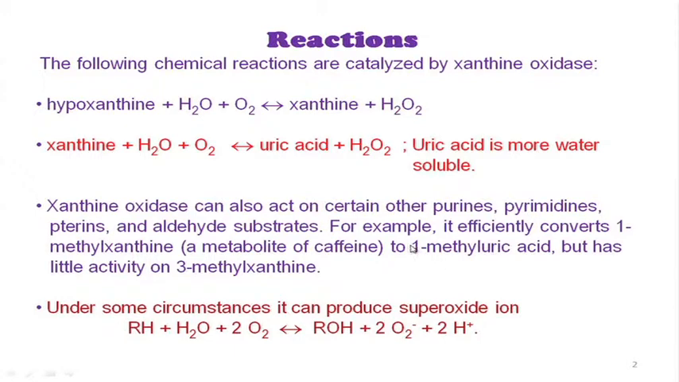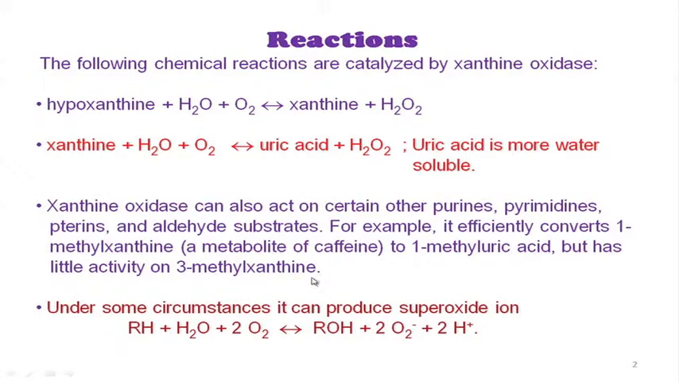We can consider that it can also give you 1-methyl uric acid. But due to the presence of this methyl group, xanthine oxidase has little activity on methyl xanthine. So, this information is very important: whether the substrate is only pure xanthine or a methyl substituted xanthine, and the xanthine oxidase is more active on xanthine instead of 3-methyl xanthine.